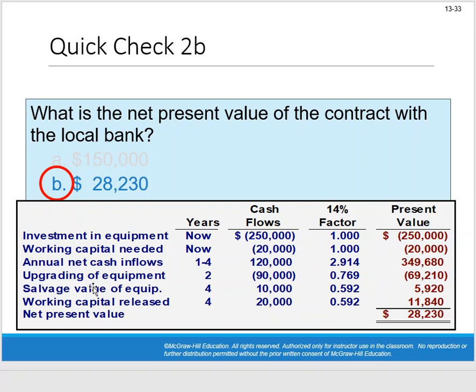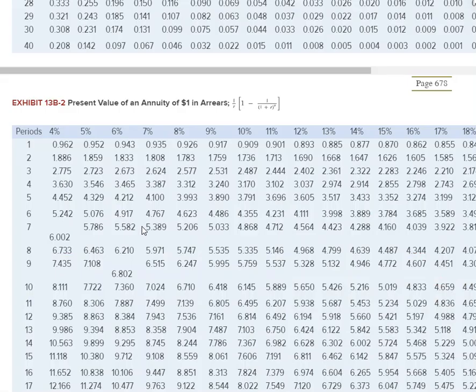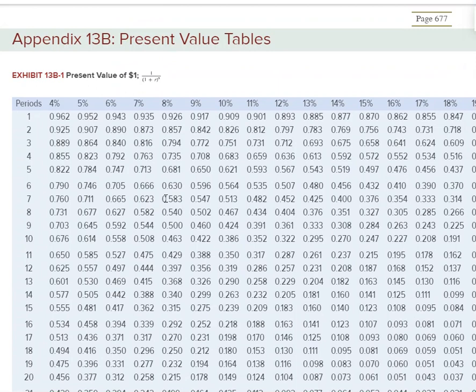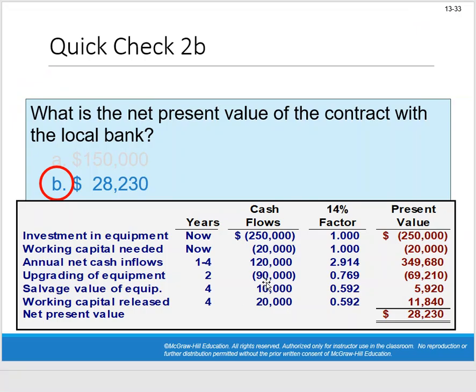We're going to have to upgrade the equipment 2 years out, so that's a $90,000 outflow. Again, we go back to our tables. This one's something that happens just one time, right? What year was that? Year 2. And at 14%, we get 0.769. So we take 90,000 times 0.769. In today's dollars, that's worth $69,210.